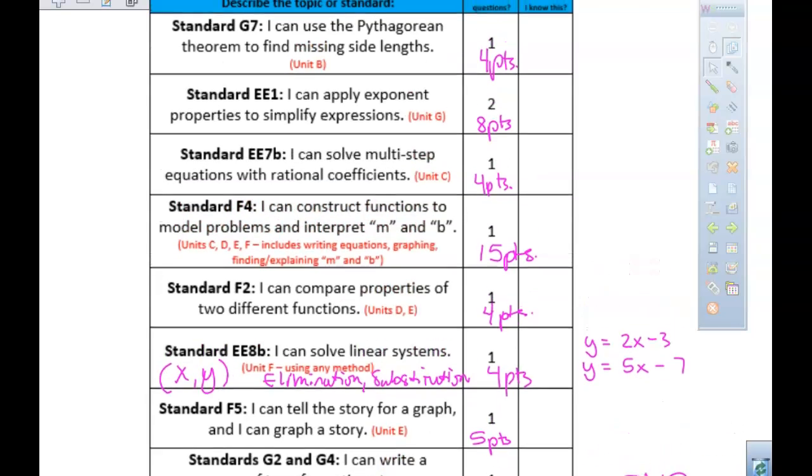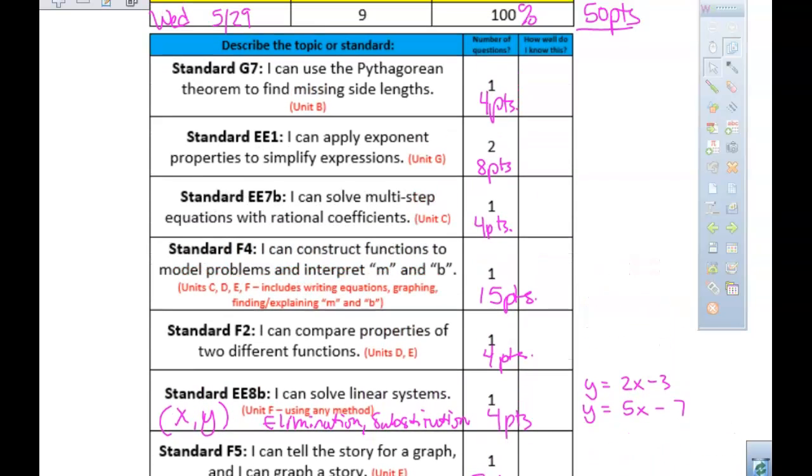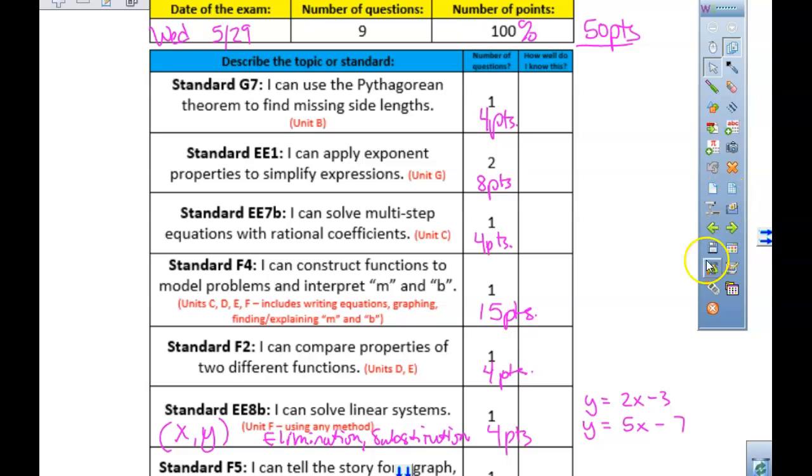Again, you can pause this, but this is the test that we will be taking on Thursday, the last day of school.